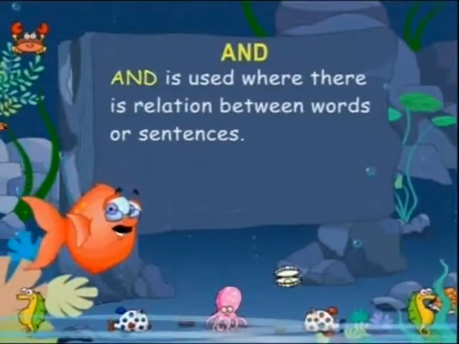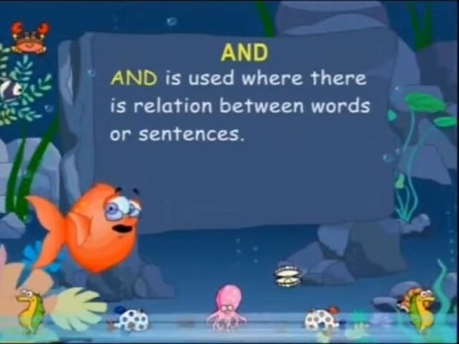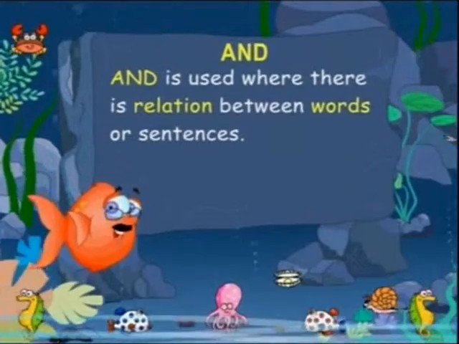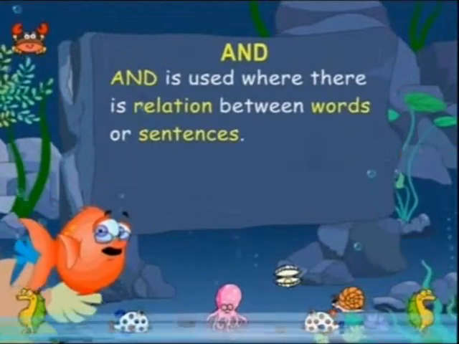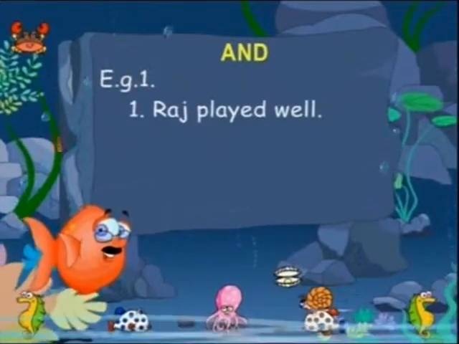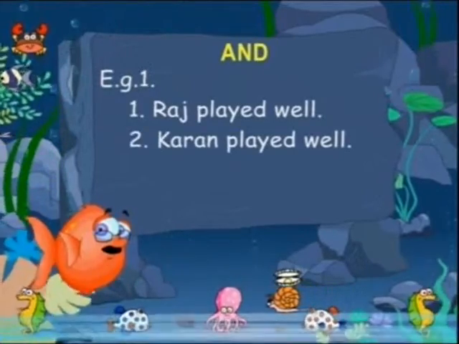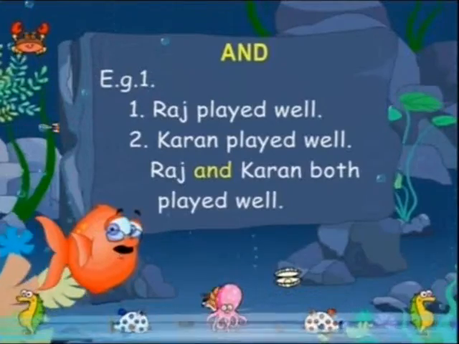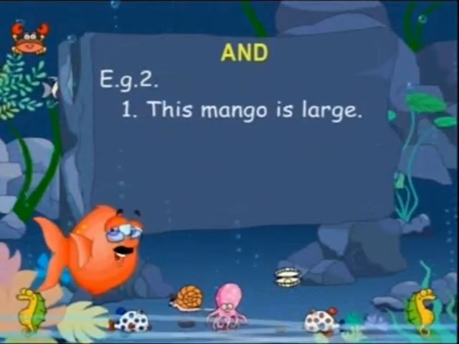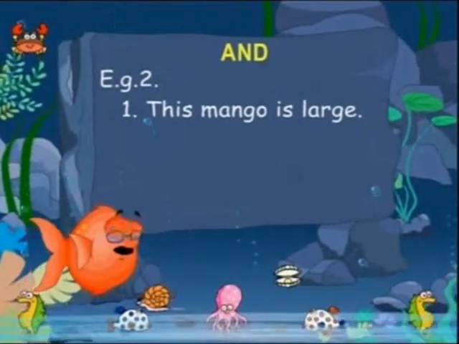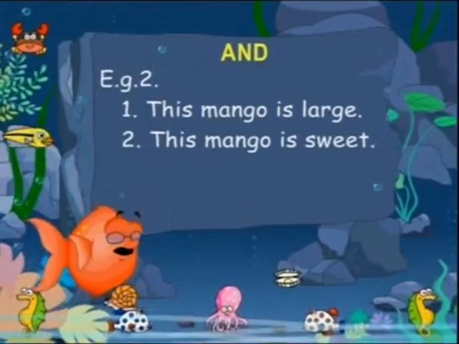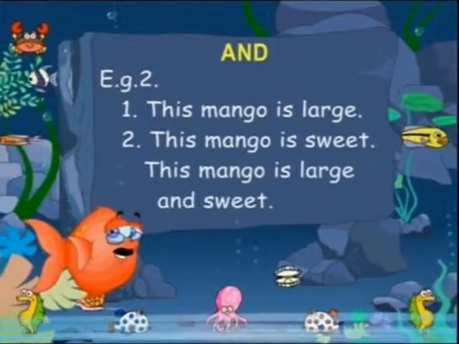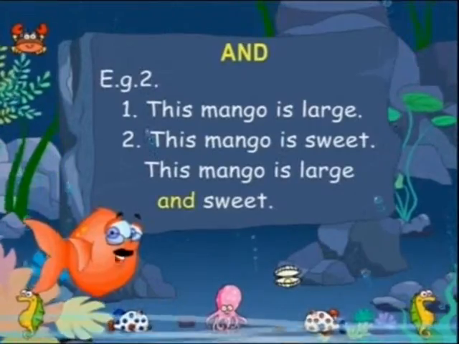The word and is used where there is a relation between words or sentences. Example: Raj played well. Karan played well. Raj and Karan both played well. This mango is large. This mango is sweet. This mango is large and sweet.